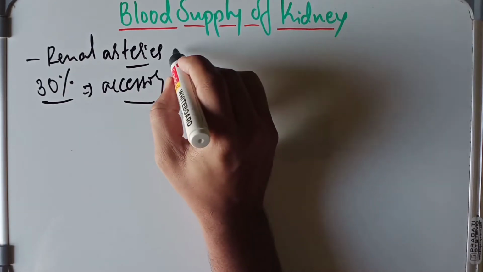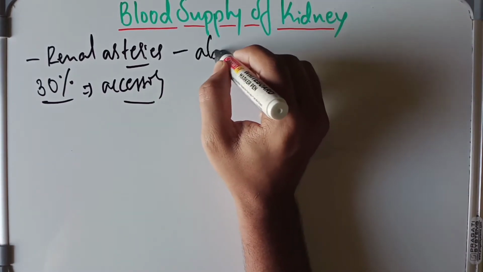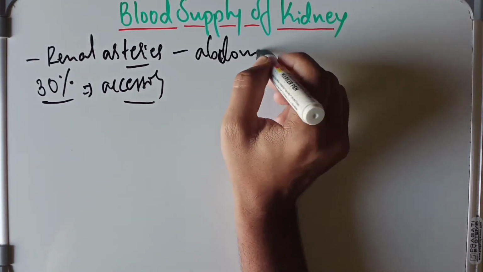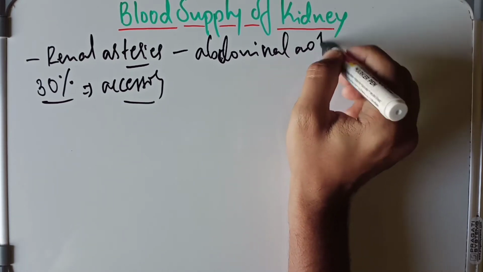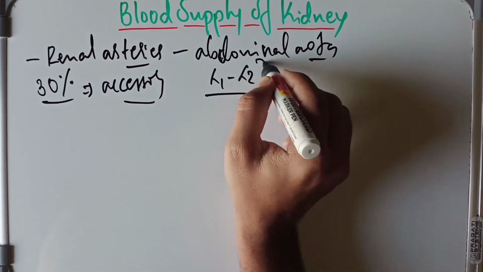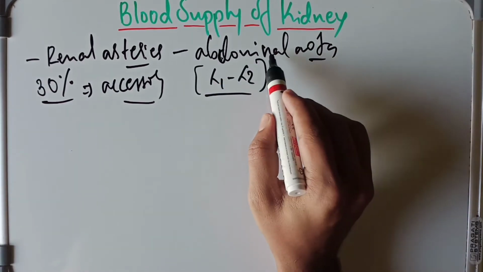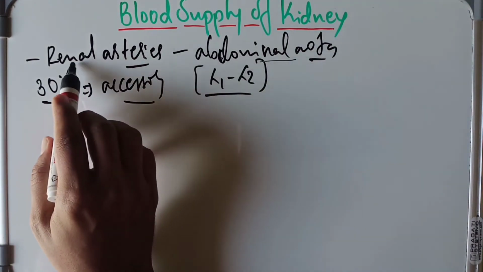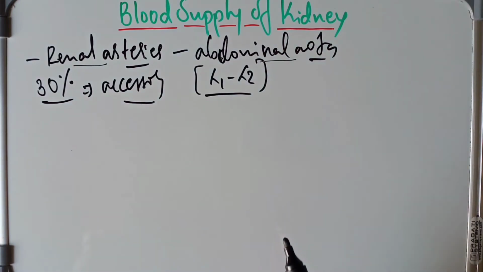So basically these renal arteries arise from the abdominal aorta, right? They arise from the abdominal aorta at the level of L1 to L2. At the level of the L1, L2 vertebra, from the abdominal aorta arise the renal arteries to supply both the kidneys.